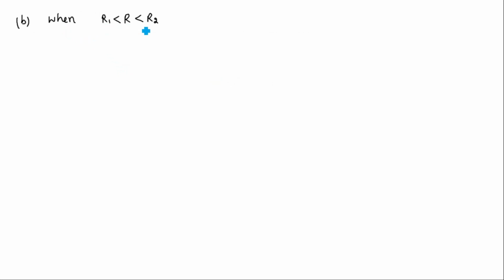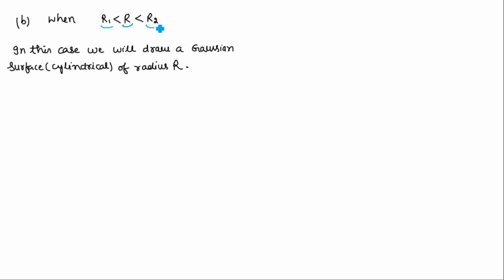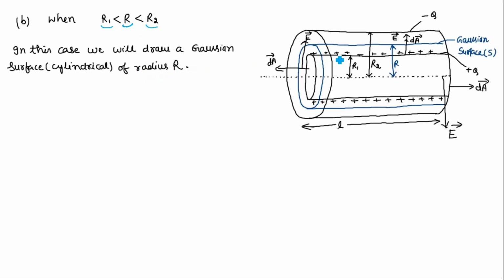Now in the second part we are to find the electric field at a point whose distance from the axis of the cylinder is capital R, where capital R is greater than r1 but smaller than r2. This situation can be depicted as in the following figure. This cylinder has radius r1 and this cylinder has radius r2, and we have drawn a Gaussian surface, shown by the blue line, which I have named S. This Gaussian surface has radius r, somewhere in between r1 and r2.